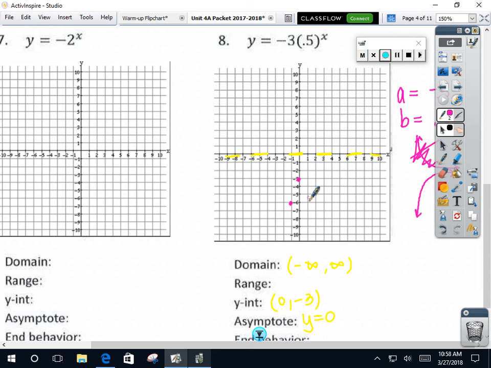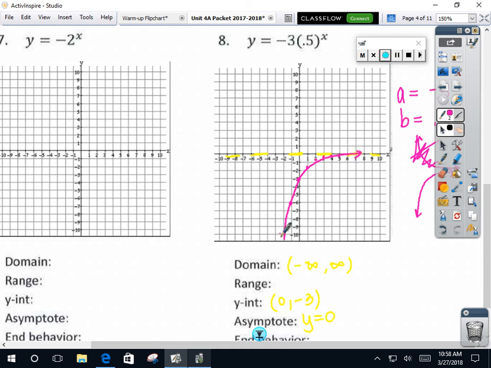And then we can plot one at 1, -1.5. And then 2, -0.75. And then after that, you can see that they're all getting closer and closer to the asymptote line of 0, right? So it looks like this.